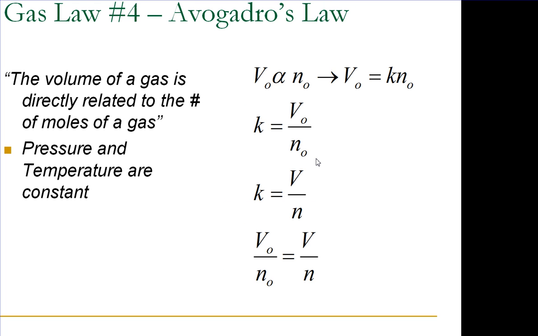The fourth law is Avogadro's law, which states that the volume of a gas is directly related to the number of moles in that gas. In this case, pressure and temperature are kept constant. So V naught is some constant times N naught. By setting these two equal, we have V naught divided by N naught is equal to V over N.